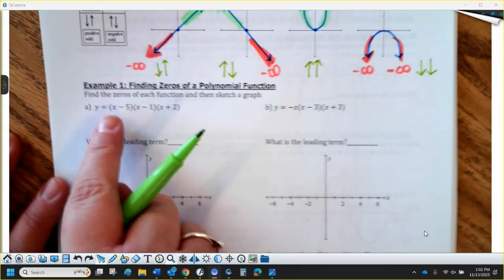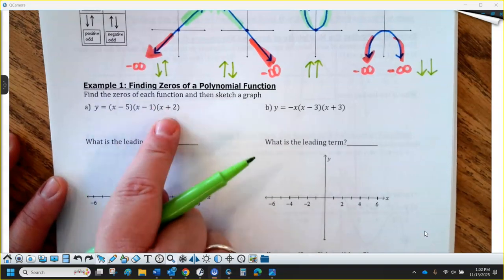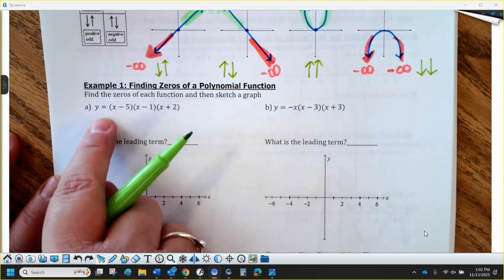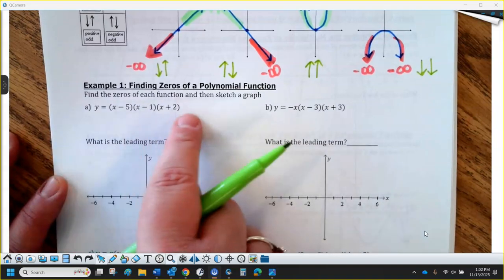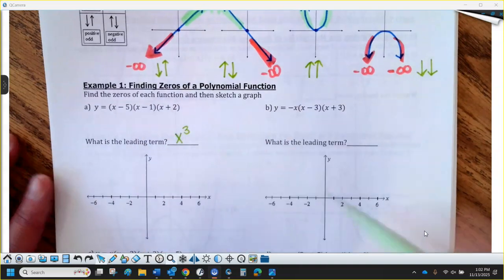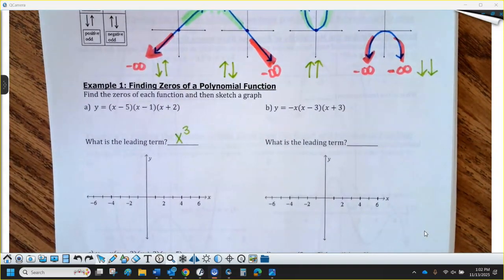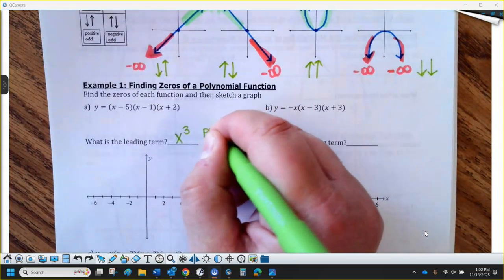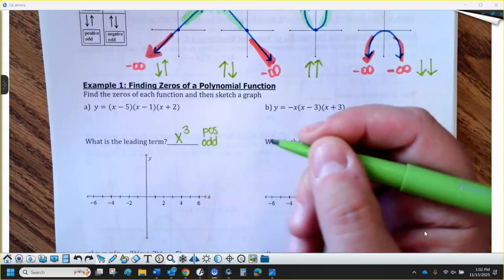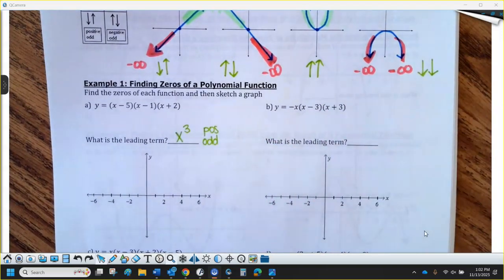Okay, I have x minus 5, x minus 1, x plus 2. We are not multiplying this out. But if I did multiply this out, could you tell me what the first term would be? X to the third. Okay, now this is how I want to classify my end behavior. There's nothing making this negative, so this would be positive, and then my exponent is odd. Okay, odd, the ends go opposite directions.